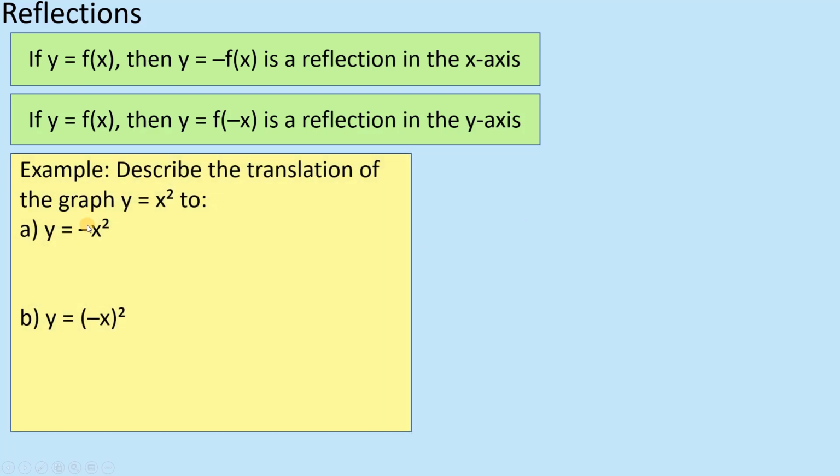So I've got minus x squared, so we're looking at basically x squared. So this is minus x squared. This is on the outside, so this is a reflection in the x-axis for the top one. This is minus x in a bracket inside, squared, so this is going to be a reflection in the y-axis.